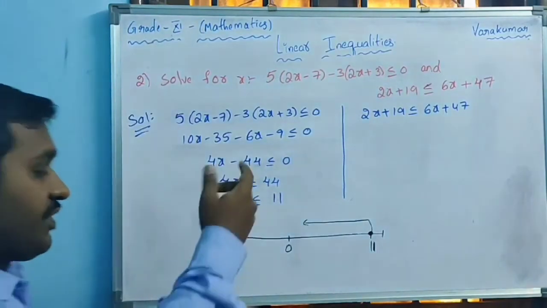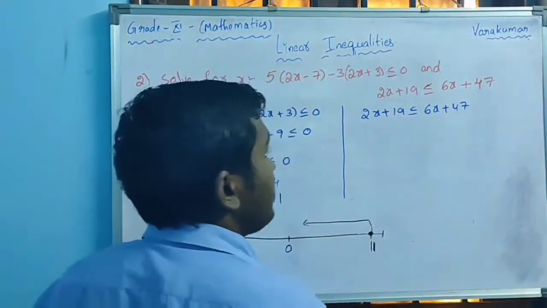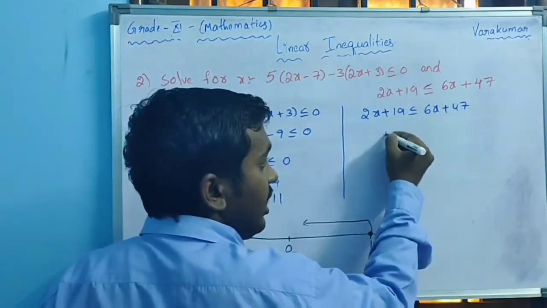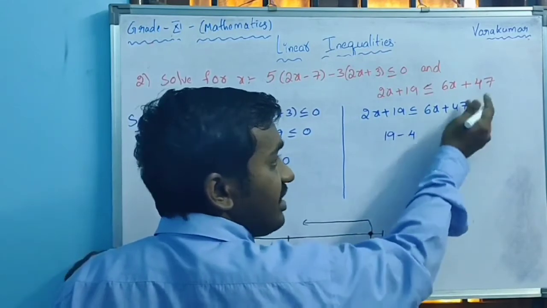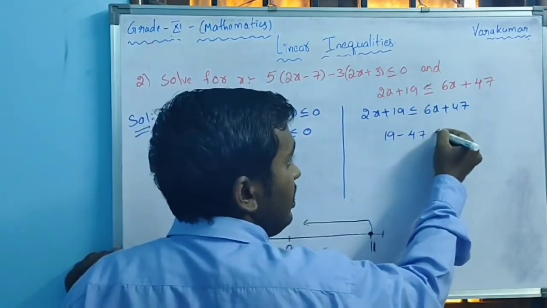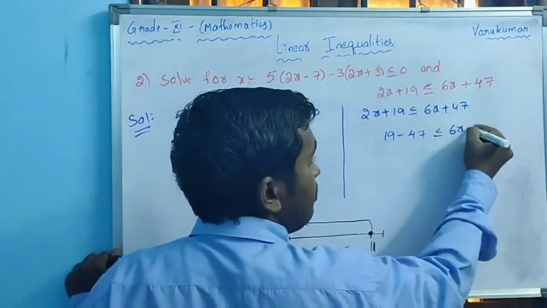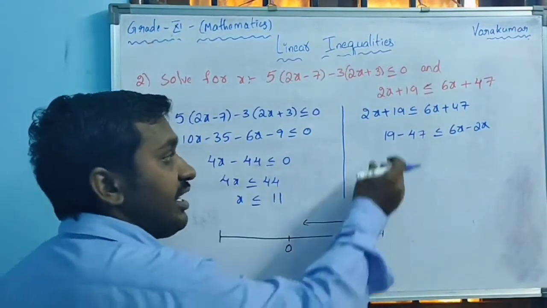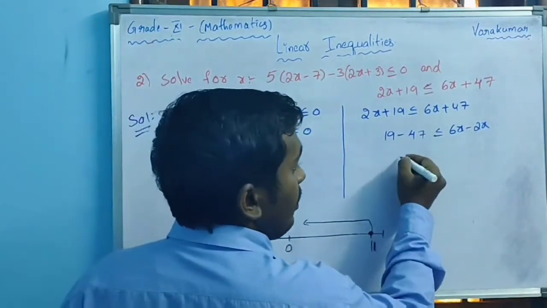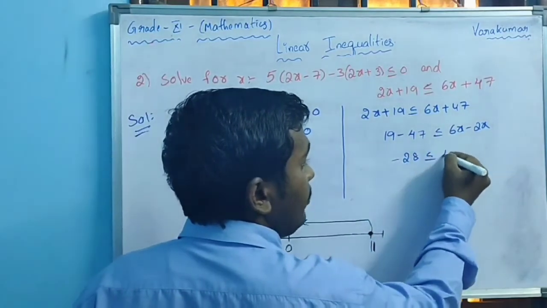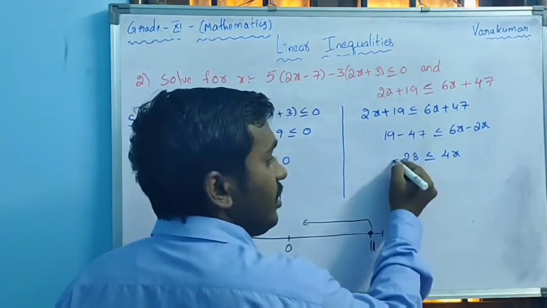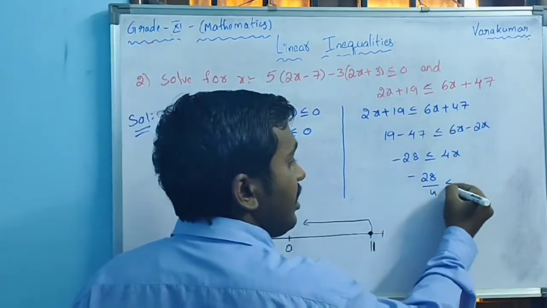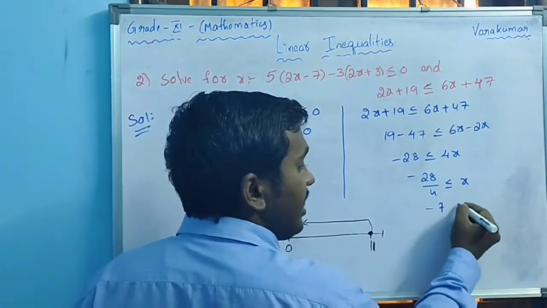Okay. Let us solve this one also. Now 2x plus 19 less than or equal to 6x plus 47. So now 2x you carry, and 47 I am carrying this side. 19 minus 47 less than or equal to 6x minus 2x. Now 19 minus 47 is nothing but minus 28 less than or equal to 4x. Right? Okay. Now 4 you carry here, minus 28 by 4 less than or equal to x. So minus 7 less than or equal to x.